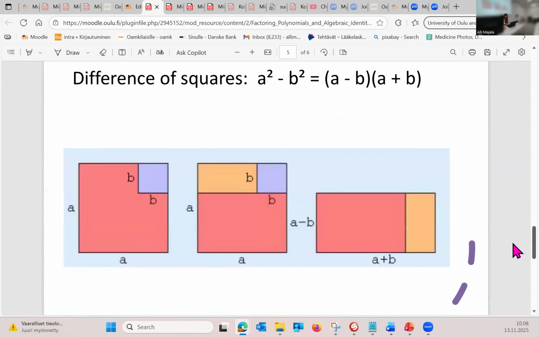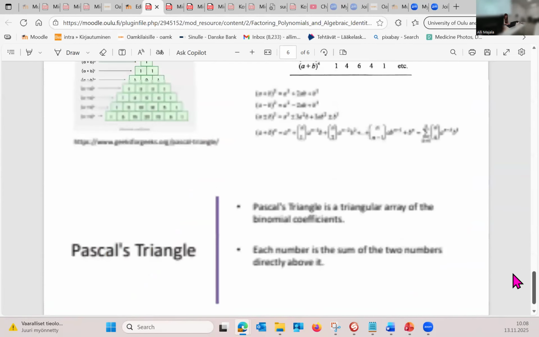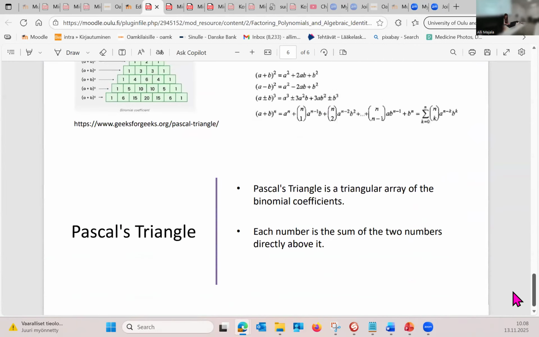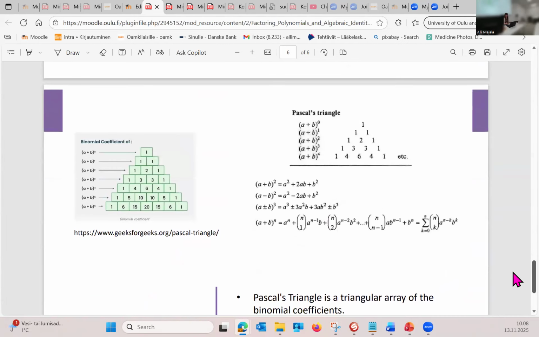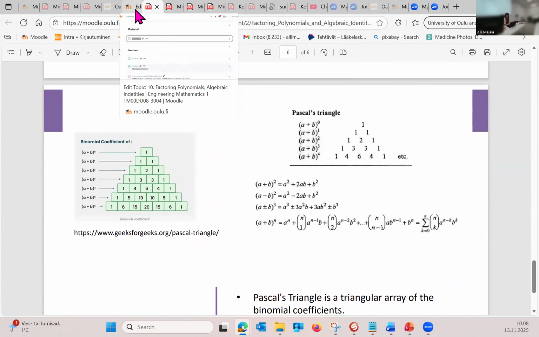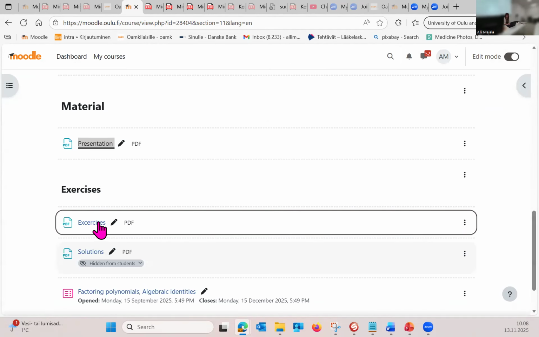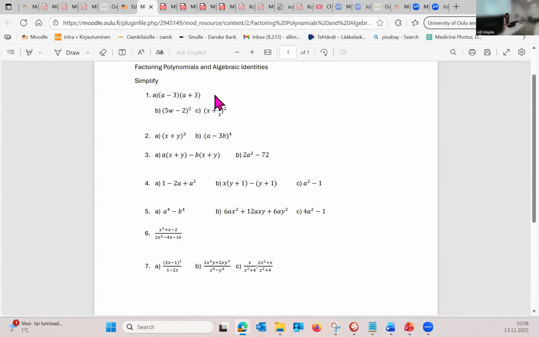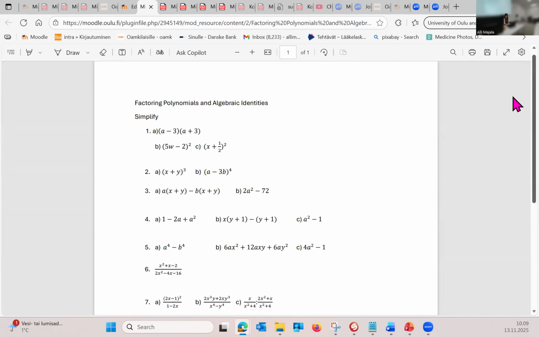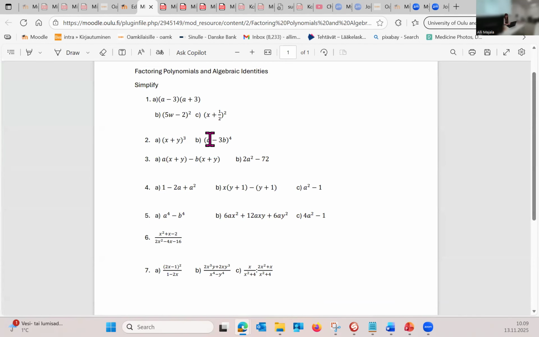Here is also geometrically the difference of squares. You can take a look at it if you want. And what else? Pascal's triangle. I'm not going to talk more about it because I'm not an expert on that. We can just test it then. So let's start the exercises. Here you already get to simplify. It means to put it into the form that is there in, for example, the technical formulas. And here you can test on exercise 2, the Pascal's triangle.